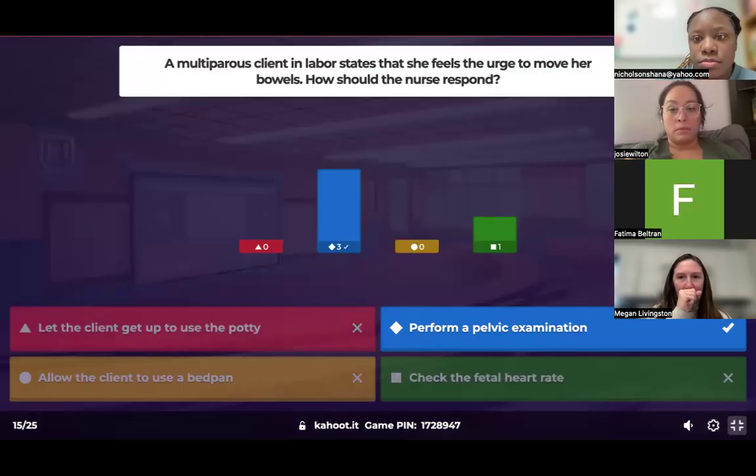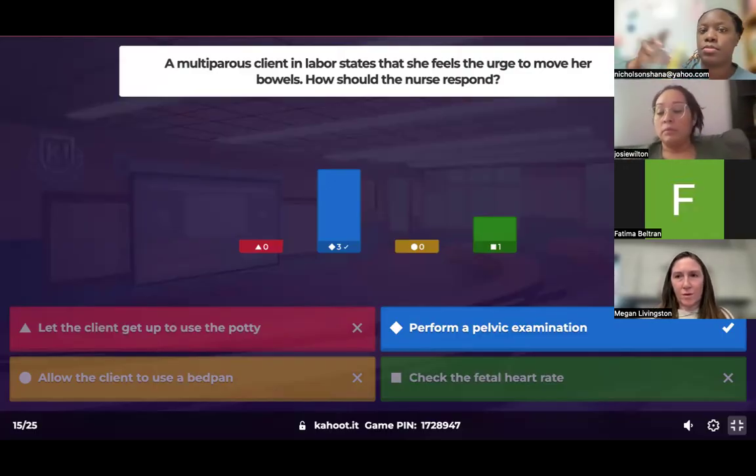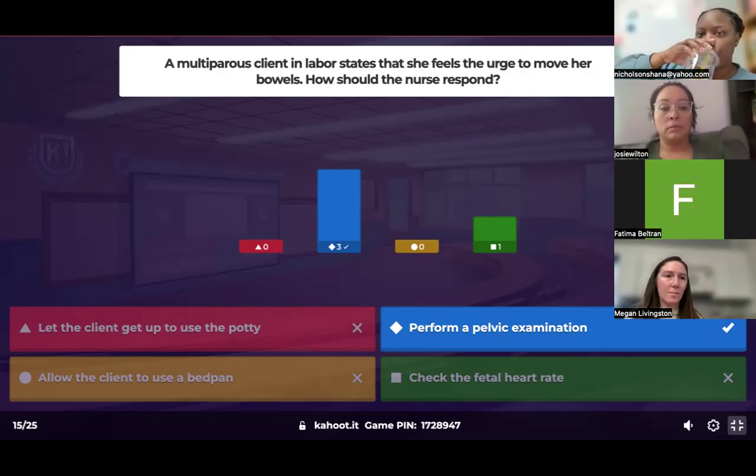We need to check this mom. This is not her first delivery, so multiparous means that she's had babies before. If she says that she has the urge to push or to poop, that's in the same realm of saying that she has to push because her baby is coming and she's complete.